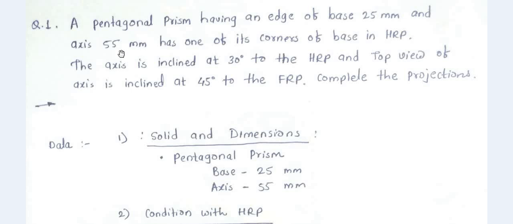Now we have seen that the axis is an imaginary line, a center line connecting the centers of the upper base and lower base. In other words, the axis specifies the height of the prism. So the axis is 55 mm. With these 2 dimensions, we can draw the views of the pentagonal prism. So the dimensions would be sufficient to draw the views. So these 2 dimensions will form the first data of the problem, solid and dimensions.